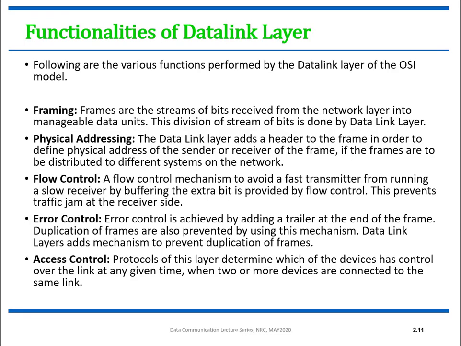First one is framing. The data link layer divides the stream of bits that is received, that is actually sent to the physical layer, binary 0 and 1. So the data link layer receives the data from the network layer, and it is framed into manageable data units. This division of the stream of bits is done by the data link layer. For example, it received a bulk amount of data from the network layer, but it divides the data into a manageable data size. This manageable data unit is called a frame. So the main responsibility of the data link layer is to create or generate a frame.